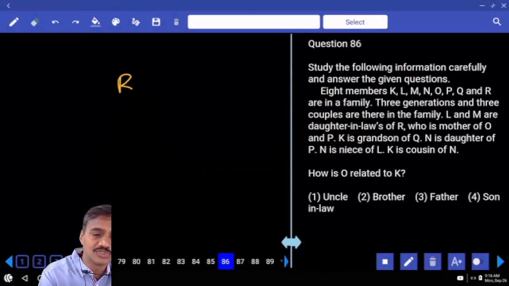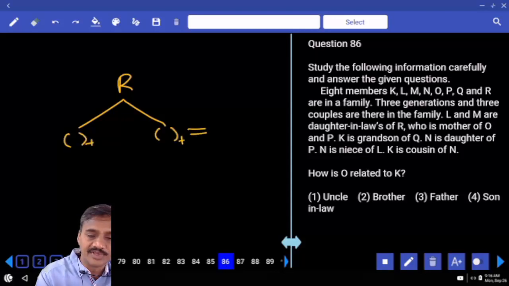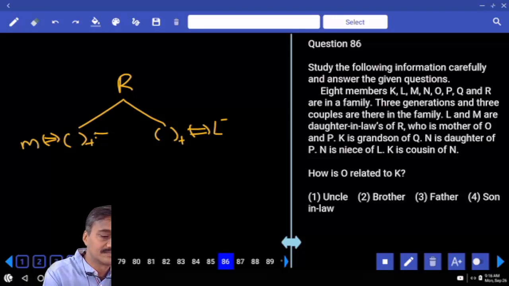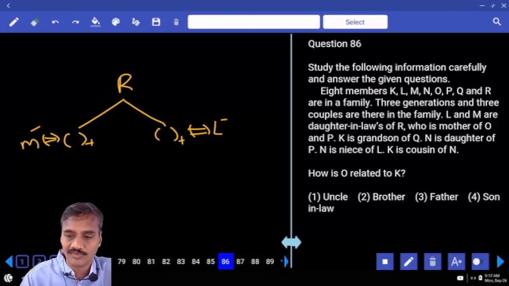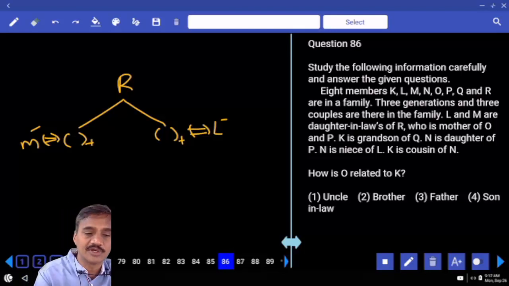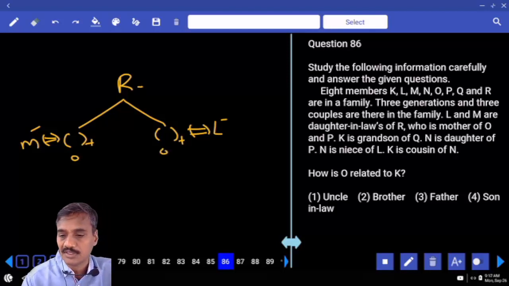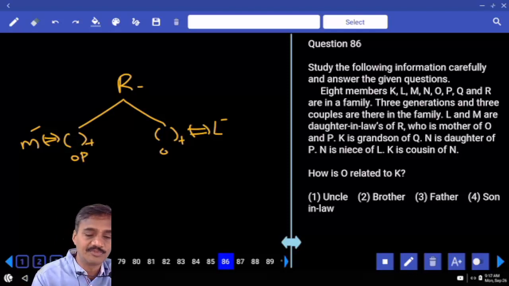Now R has 2 sons, and these 2 sons got married and their spouses are L and M. L and M are the daughters-in-law of R. R is the mother of O and P. O can be here or O can be here.